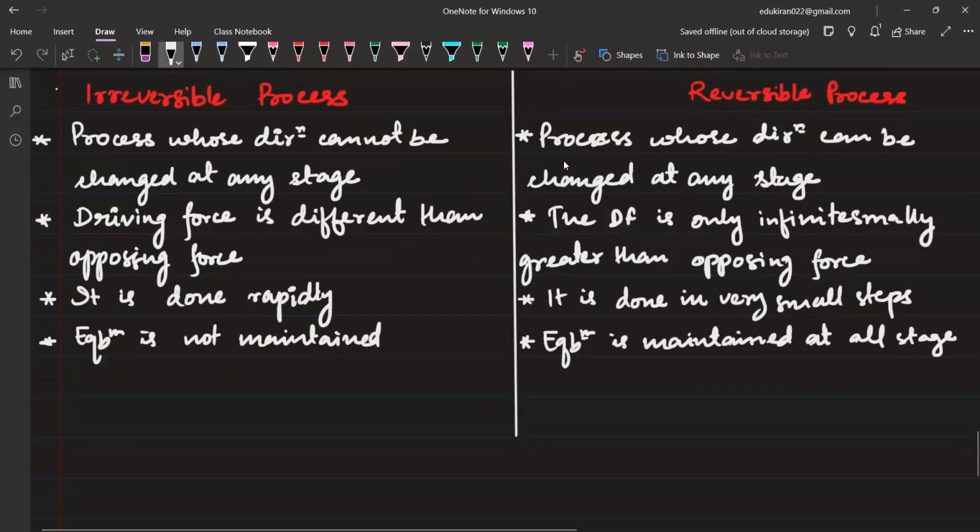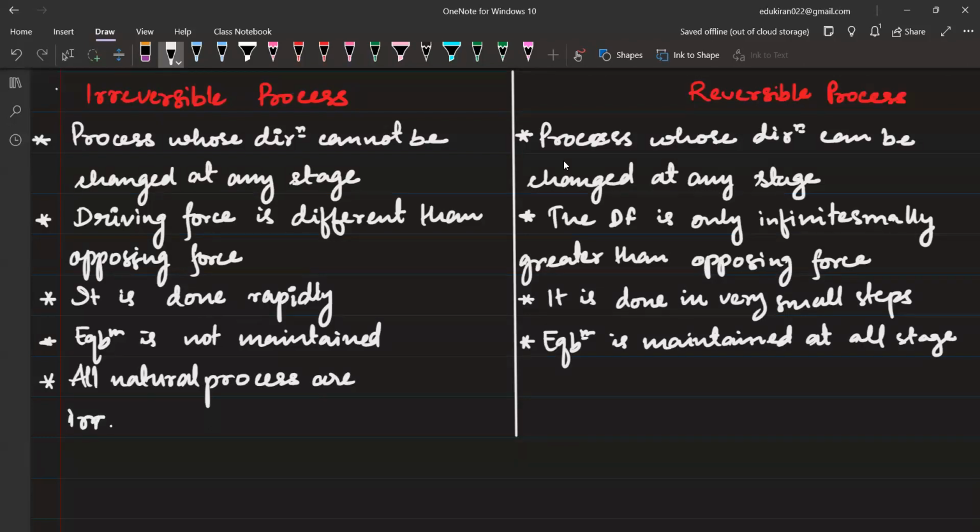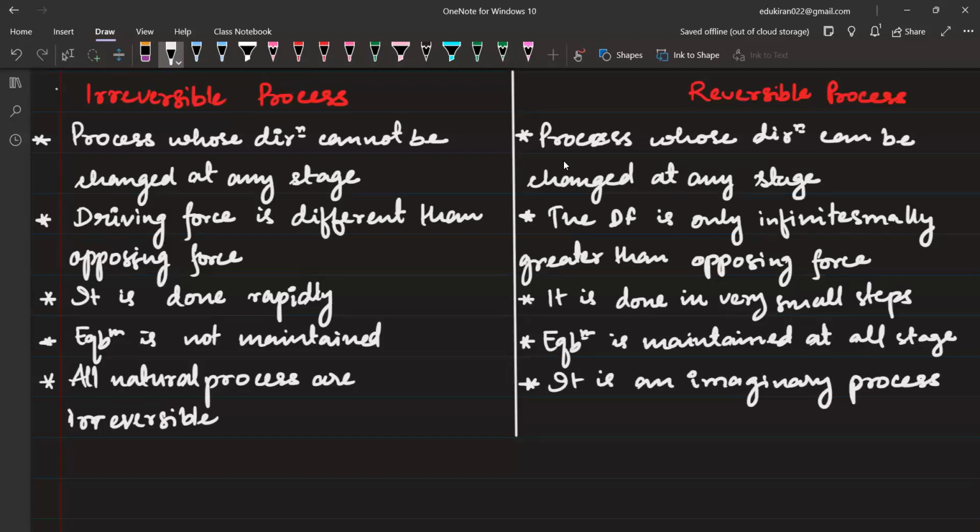Irreversible process, all natural processes are irreversible. And reversible process is an imaginary process. Write this down, raise your hand once you're done.